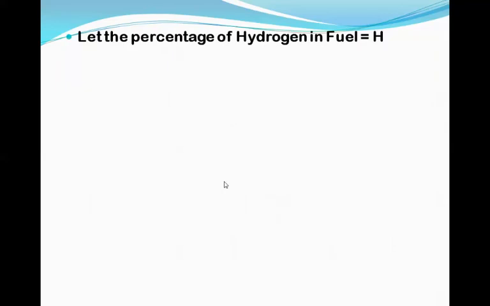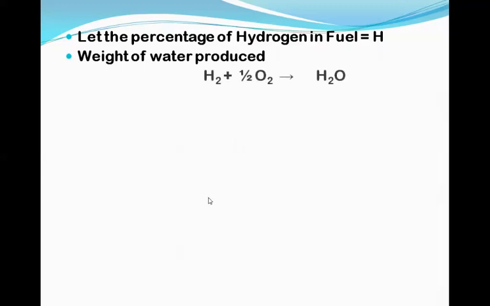Let us derive the relationship as we have observed. Let the percentage of hydrogen in the fuel be H. This hydrogen combines with oxygen to produce water according to the equation H2 plus half O2 gives H2O. On a weight basis, 2 grams of hydrogen combines with oxygen to form 18 grams of water. If we consider 1 gram of hydrogen only, then it will produce 9 grams of water.